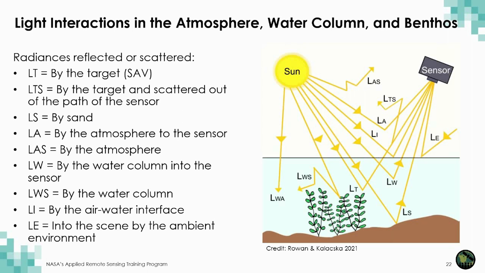LS is the radiance reflected by non-target substrates, such as sand or others. LA is the radiance reflected by the atmosphere to the sensor, also referred to as the path radiance. LAS is the radiance scattered by the atmosphere. LW is the radiance reflected by the water column into the sensor. LWS is the radiance scattered by the water column. LWA is the radiance absorbed by the water column. And LI is the radiance reflected by the air and water interface, and LE is the radiance that is scattered into the scene by the ambient environment. So as you can see, there are many different factors that have to be considered when we're trying to get a signal mainly from benthic aquatic vegetation.